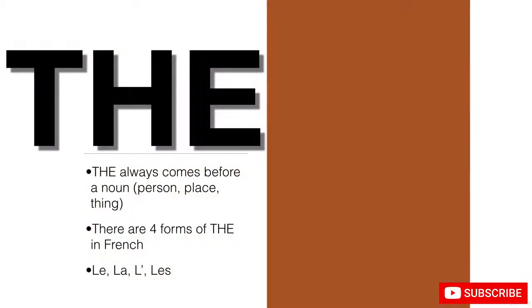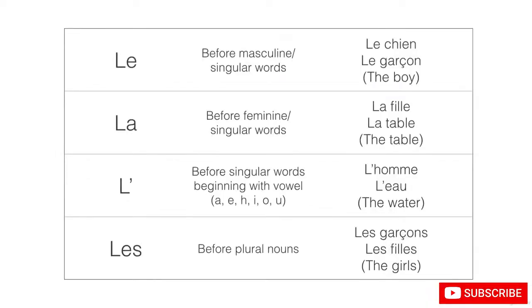So the in English and in French always comes before a noun, and a noun being a person, place, or a thing. But in French, unfortunately, there are 4 forms of the, and I'll tell you why in a little bit, but these forms are le, la, l'apostrophe, les. So the 4 different forms are used in these different situations.